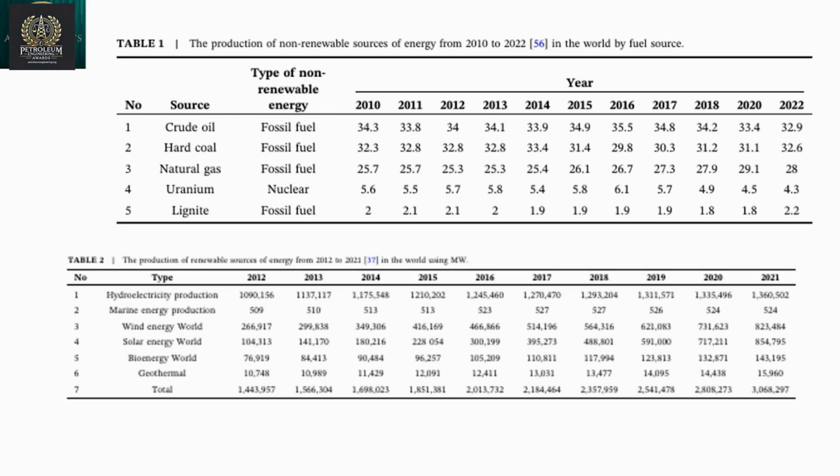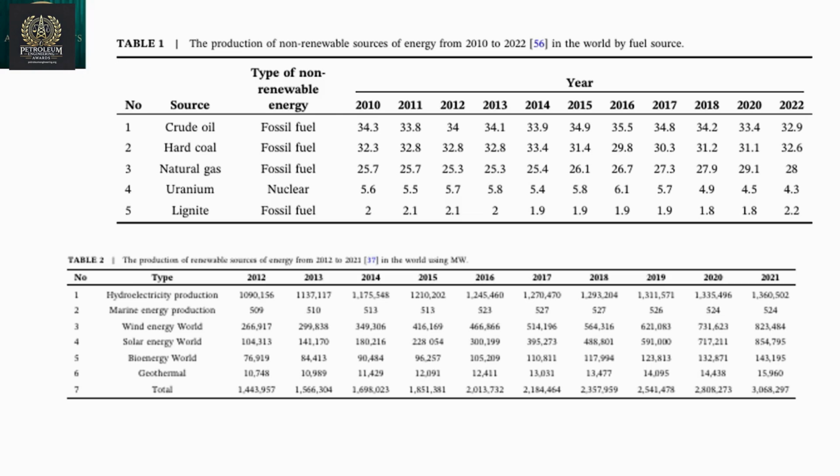Table 1 indicates the production of non-renewable sources of energy from 2010 to 2022 in the world by fossil fuels. The amount of non-renewable energy production depends on its sources, such as crude oil or petroleum, hard coal, natural gas, uranium, and lignite. Crude oil, hard coal, natural gas, uranium, and lignite covered 34.3%, 32.3%, 25.7%, 5.6%, 2% in 2010, and 32.9%, 32.6%, 28%, 4.3%, 2.2% in 2022, respectively.